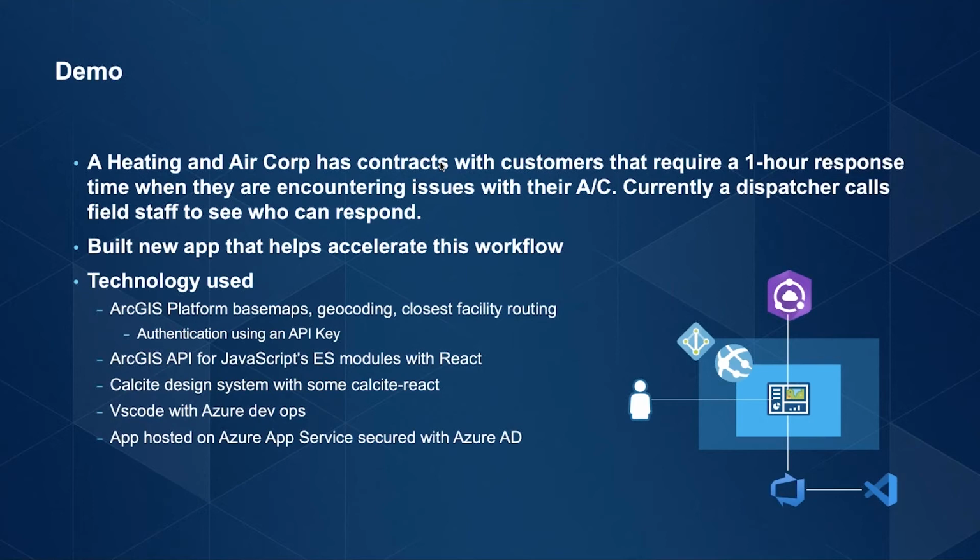The technology used is ArcGIS Platform base maps, geocoding, and specifically our closest facility routing capability. So it's not point-to-point routing. It's actually closest facility routing, which is something that's available with ArcGIS Platform. We're leveraging our API keys. This is built with our ArcGIS API for JavaScript ES modules with React. This is leveraging our new Calcite Design System with some Calcite React in there.